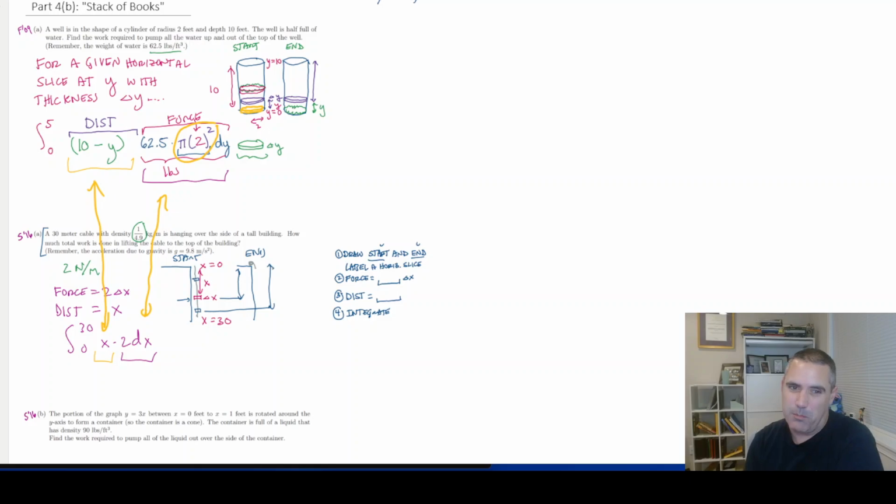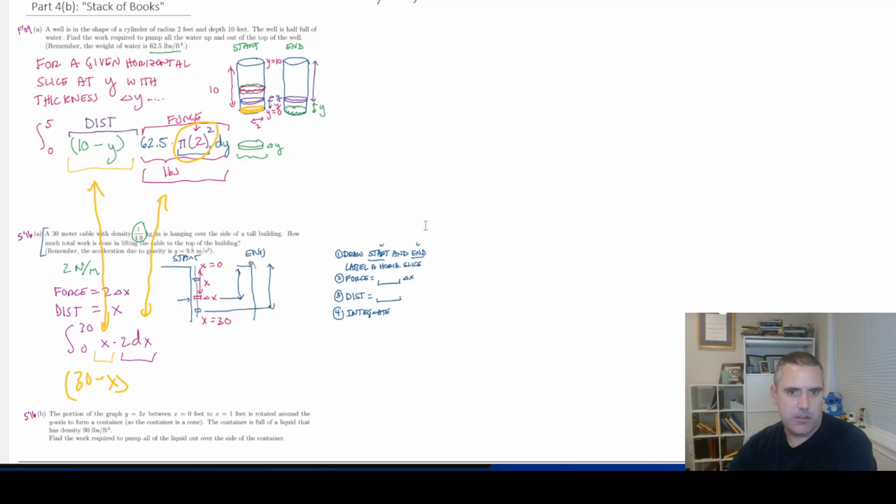So you might say that's 10 minus y and that's x, but that just depends on the labeling. If I had labeled the bottom 0, this would have been 30 minus x, and it would have looked just like that. So I like the commonality between the problems. The only difference between a pumping problem and a cable problem is that for the pumping problem, you have an area as well as thickness because you have more going on there.